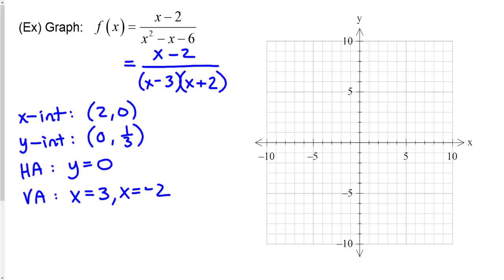So the x-intercept is at (2, 0). That's there. Y-intercept at (0, 1/3), so about right there. Horizontal asymptote at y = 0, so I'm going to put a dashed line here at 0. Vertical asymptotes at +3 and also at -2.